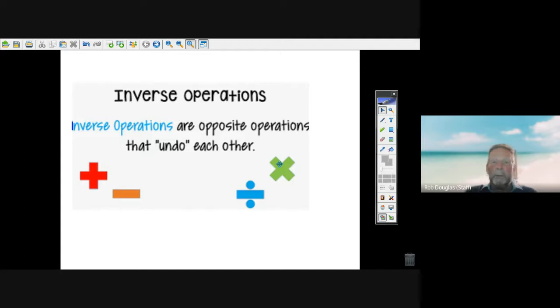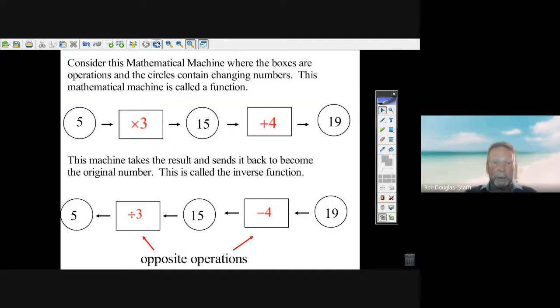And in algebra, we're doing this all over the place. We're doing opposite operations to solve equations and to work out problems. We have to think really carefully about opposite operations.